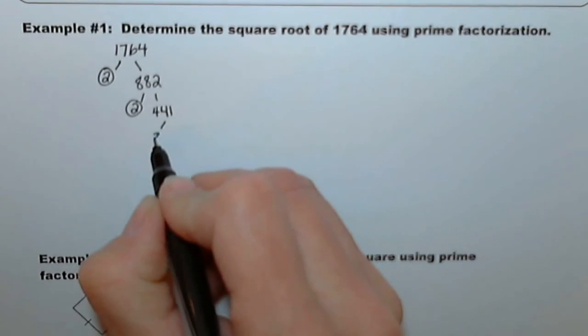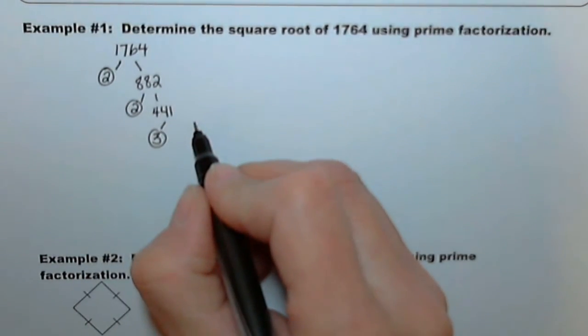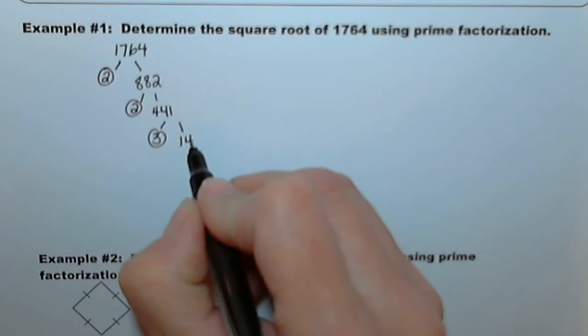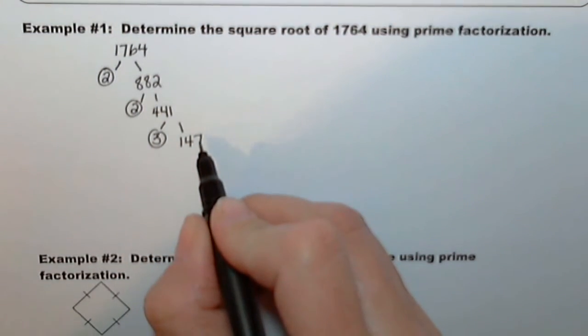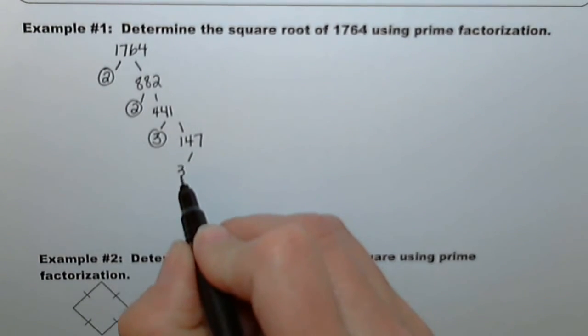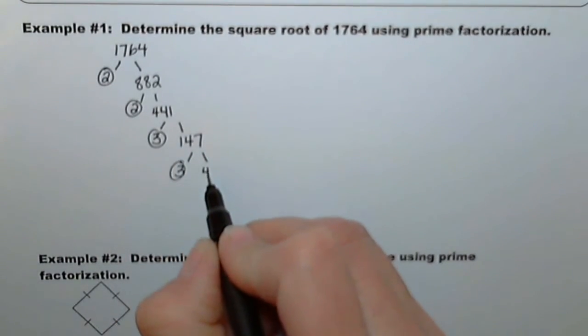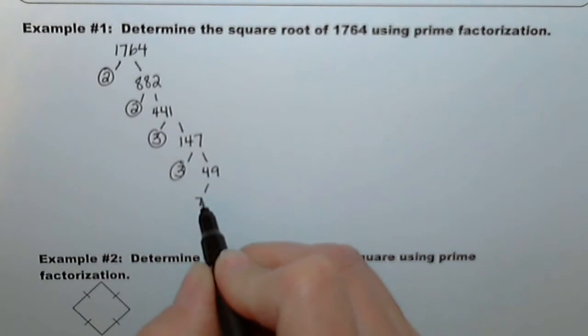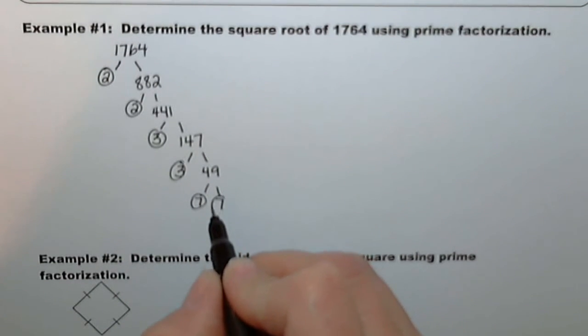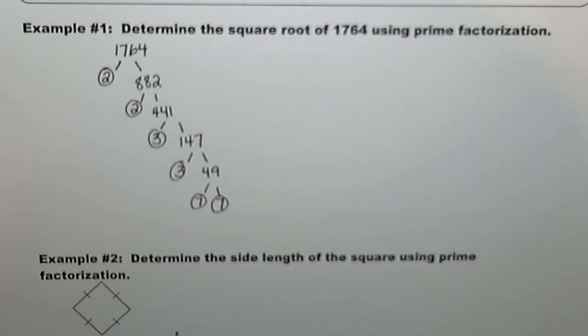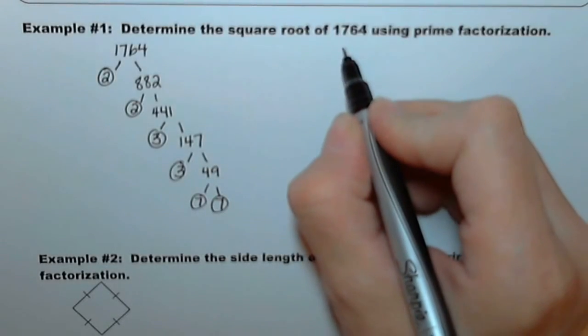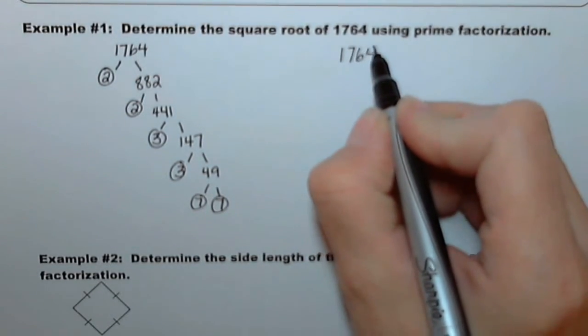441 is divisible by 3, and it's 3 times 147. 147 is not divisible by 2, but it is by 3. 3 times 49. And 49 is 7 times 7. Now let's see if we can break this into 2 even groups. So 1764.